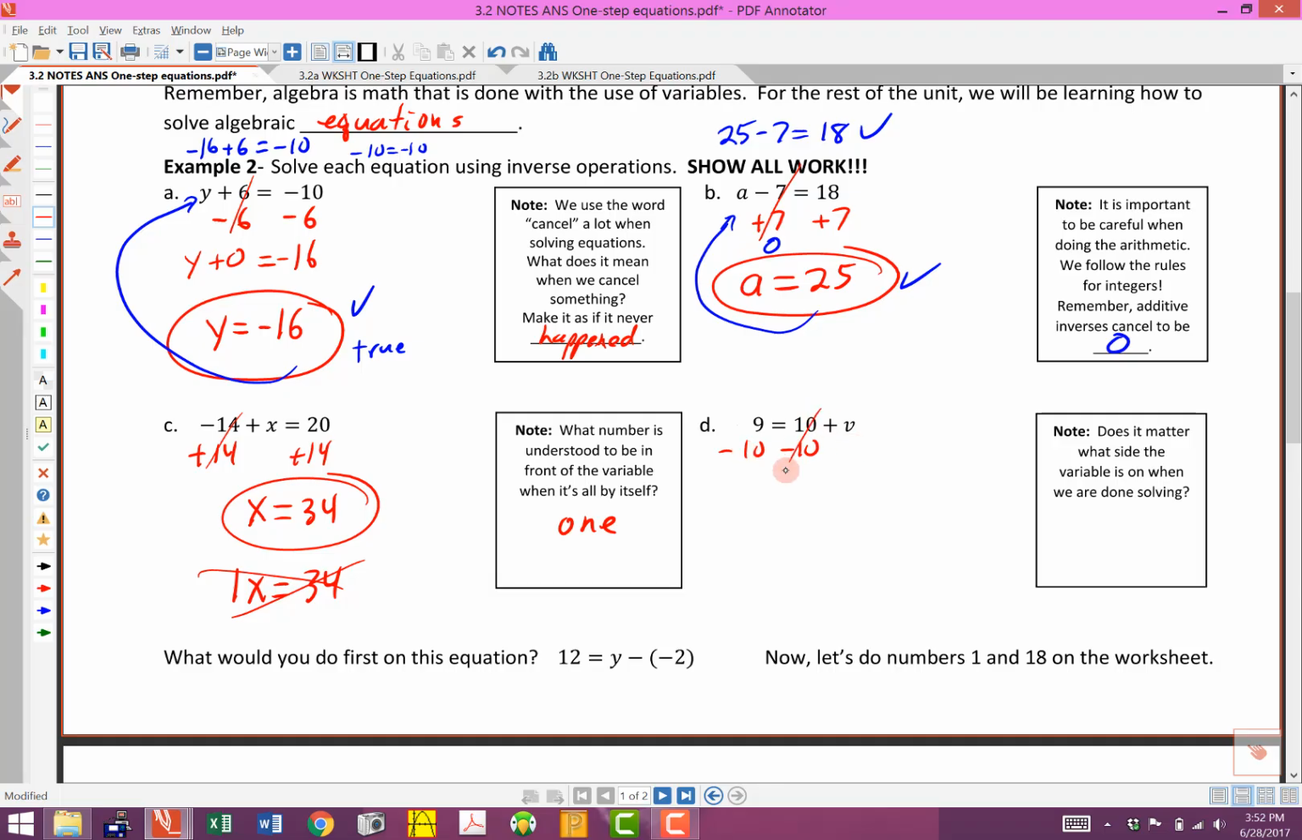These cancel to be 0, remember, so I'm going to lightly cross those off. That leaves me with a positive v, which is what I want. And then over on this side, different signs, find the difference. The difference is 1, bigger one is negative, so the answer on this one is negative 1.